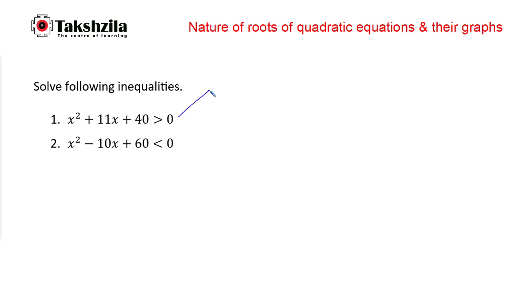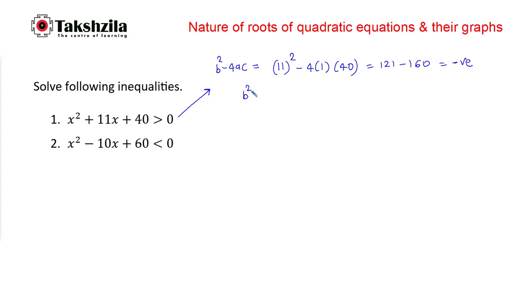To solve this inequality, first of all, we need to find the roots. You can check if you can find the roots by splitting the middle term. You will not be able to find them. So we need to take the help of the formula, minus b plus minus under root b² − 4ac, divided by 2a. So we need the value of b² − 4ac in that formula. Let's get the value of b² − 4ac first of all. Over here it is going to be 11² − 4 into a, which is 1, into 40, that is equal to 121 − 160. Over here you can see that b² − 4ac is negative.